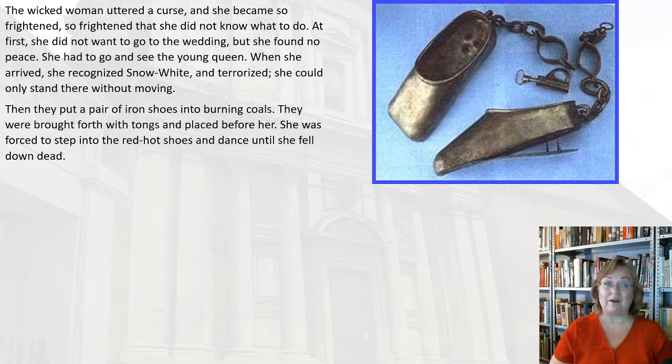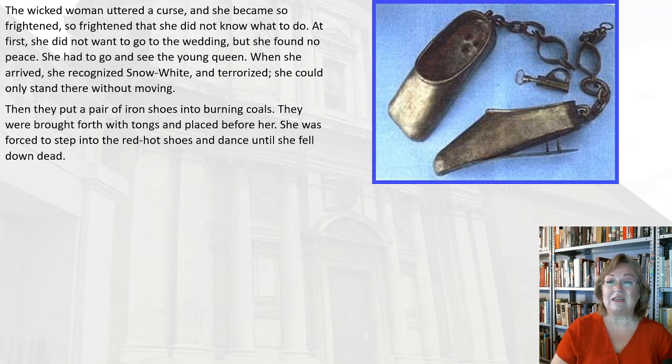Then they put a pair of iron shoes into burning coals. They were brought forth with tongs and placed before her. She was forced to step into the red-hot shoes and dance until she fell down dead. So the evil queen comes in. She sees the child, all grown up now, and a bride that she had tried to kill 4 different times, and is now looking at these and just standing there terrorized. She knows that she's been recognized, and she knows that the people there understand what she has done.